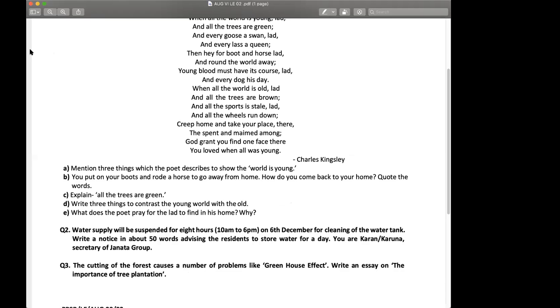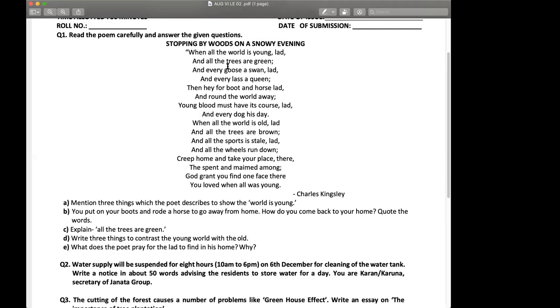Now, mention 3 things that the poet described that the world is young. You can say trees are green, goose is a swan, and every lass is a queen. Lass means a young girl. You put your boots and rode a horse to go away from home. How do you come back to your home? This is the answer.